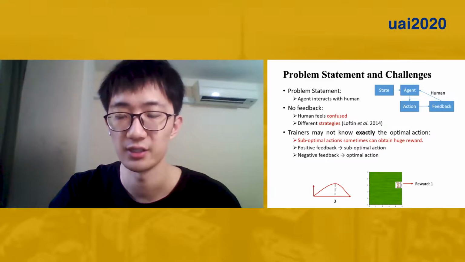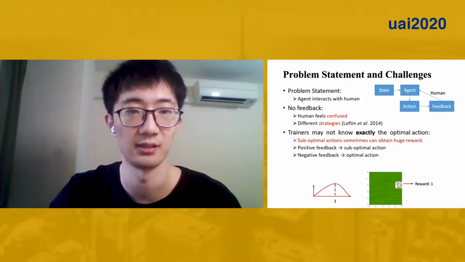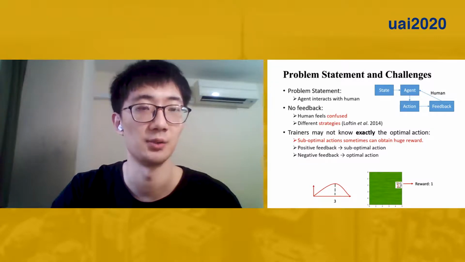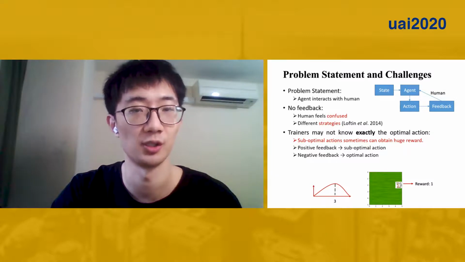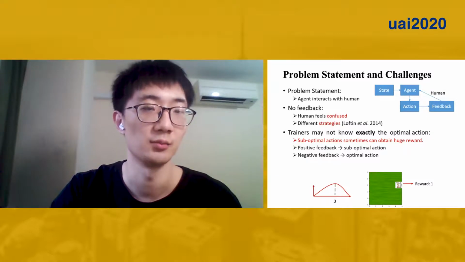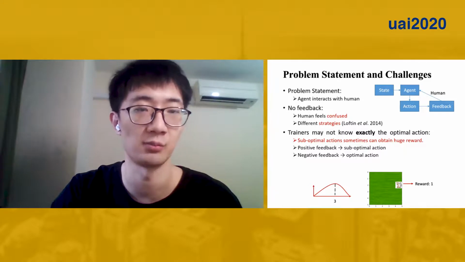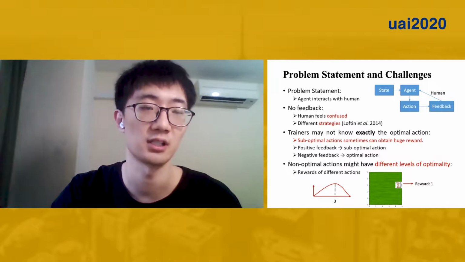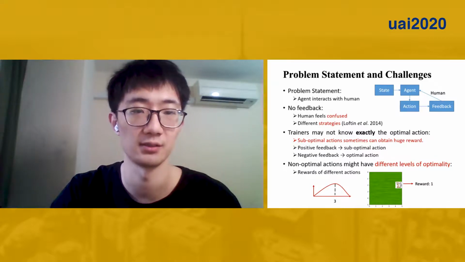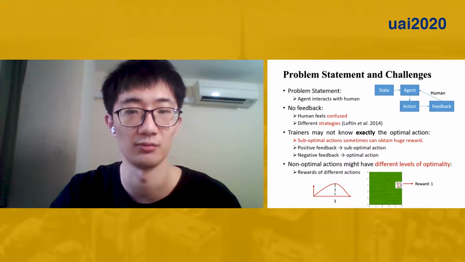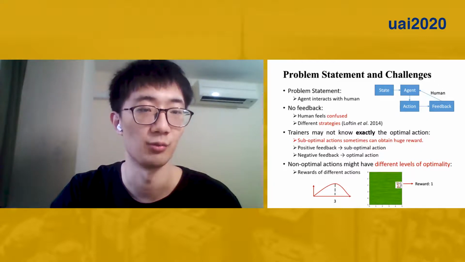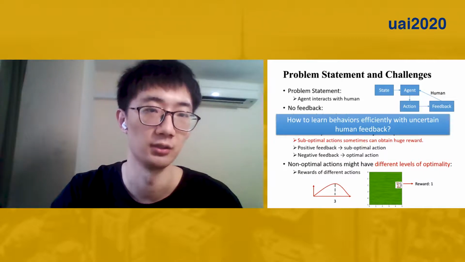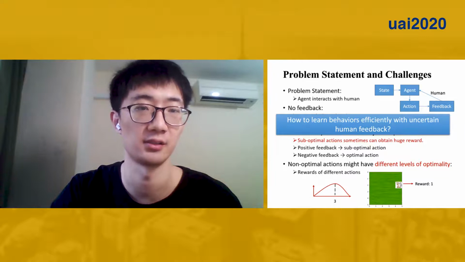The second challenge is that trainers may not know exactly the optimal action, mainly because suboptimal actions sometimes can obtain huge rewards. Then humans will provide positive feedback to the suboptimal action and negative feedback to the optimal action. The third challenge is that non-optimal actions may have different levels of optimality because rewards of different actions are different. Then how do we learn behavior efficiently with uncertain human feedback?